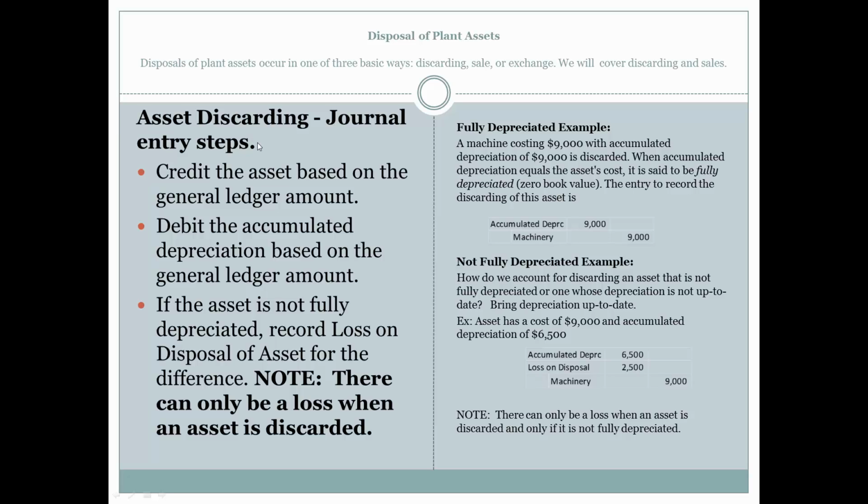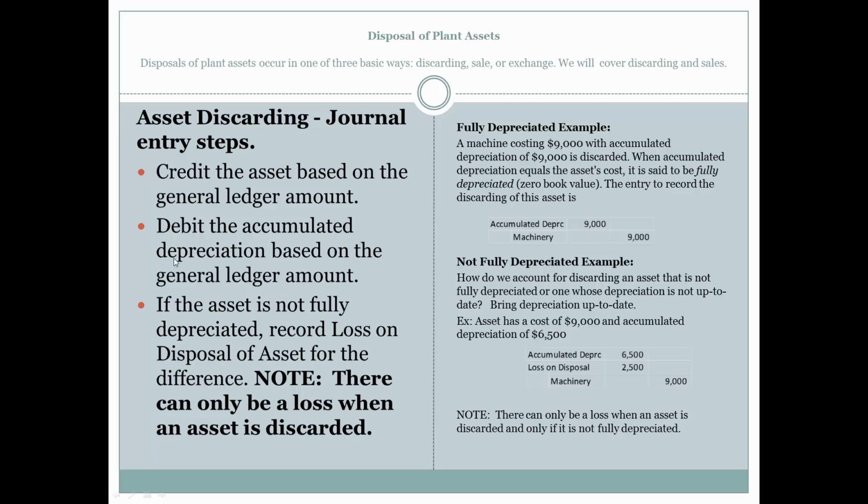So let's first look at asset discarding, the journal entry steps. First, we're going to get rid of the asset, so we want to take it off of our books. We want to credit the asset, which has a normal debit balance, based upon the general ledger amount. This means that the general ledger amount associated with this asset will be zeroed out.